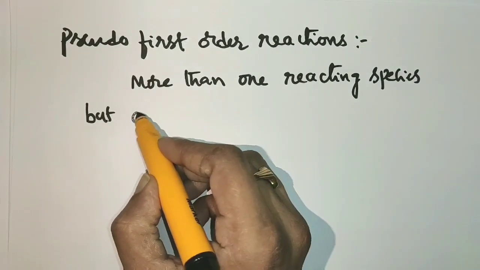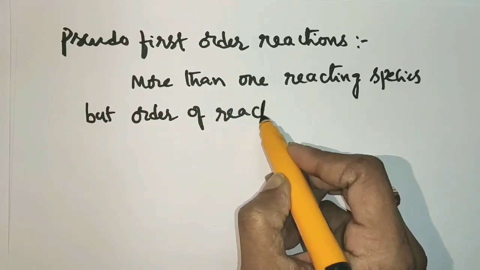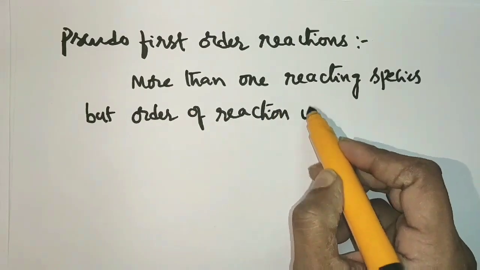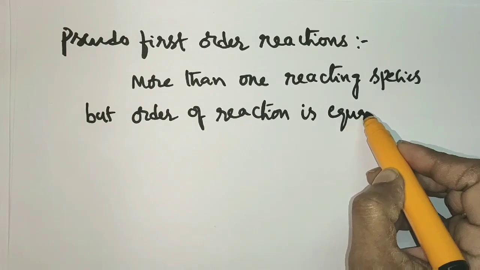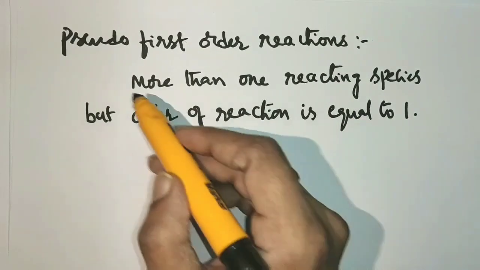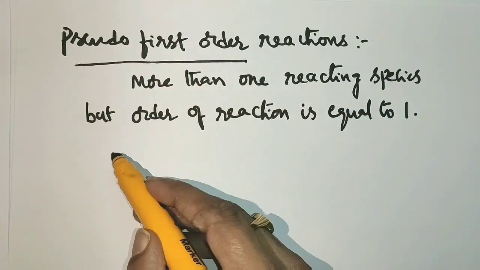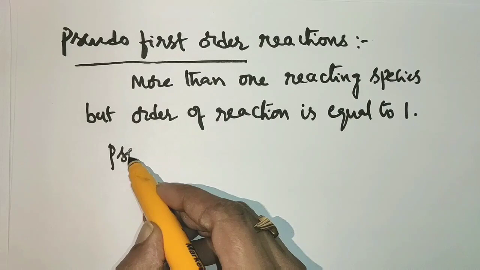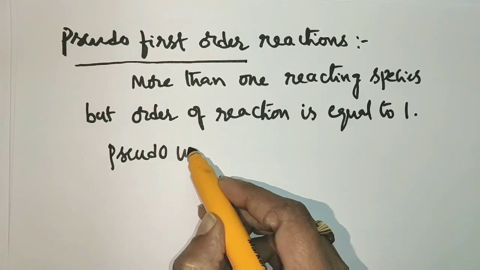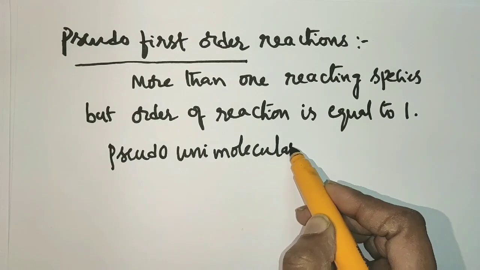but the order of reaction is equal to 1. And this kind of reactions are called as pseudo first order reactions. They are also called as pseudo unimolecular reactions.